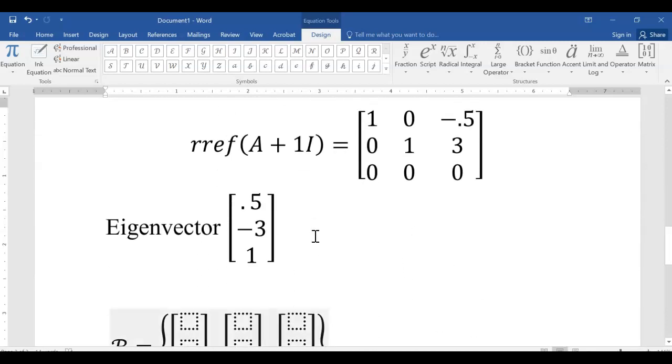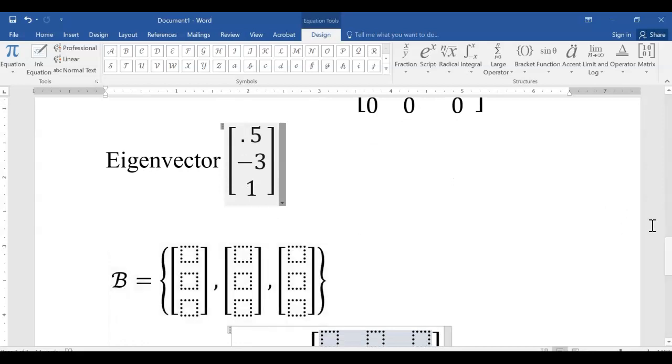Corresponding to eigenvalue of negative 1, when I put in negative 1 and row reduce it, I get 1, 0, negative 0.5, 0, 1, 3, 0, 0, 0. That means x1 has to be 0.5 times x3. x2 has to be negative 3 times x3. And x3 is a free variable. So you get 0.5, negative 3, 1, corresponding to that.